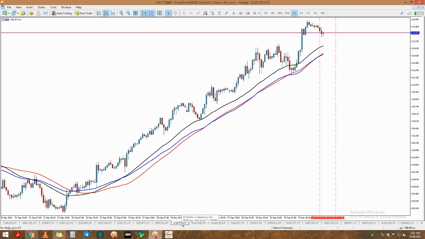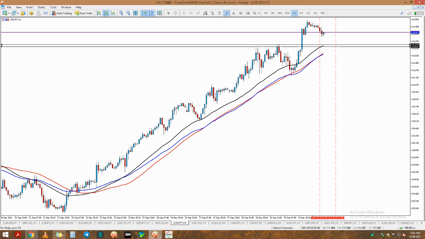USD JPY becomes the first potential trading opportunity. We have this zone here. There is a possibility price might push all the way down here before going back up. So the first trading opportunity that we might have is USD JPY.